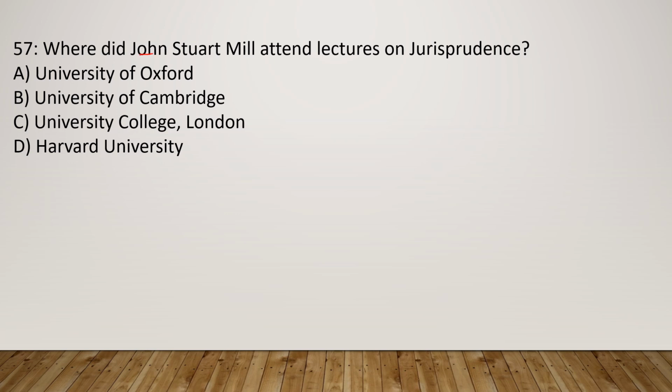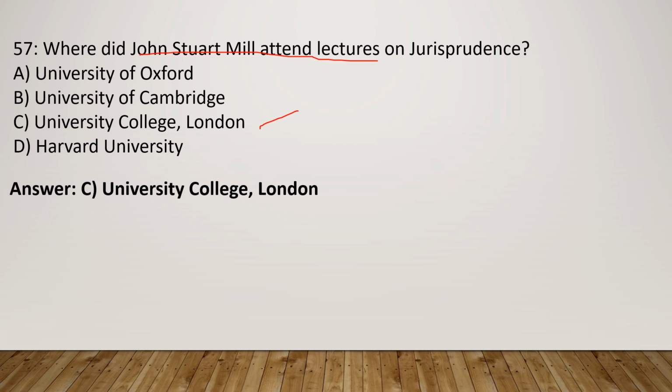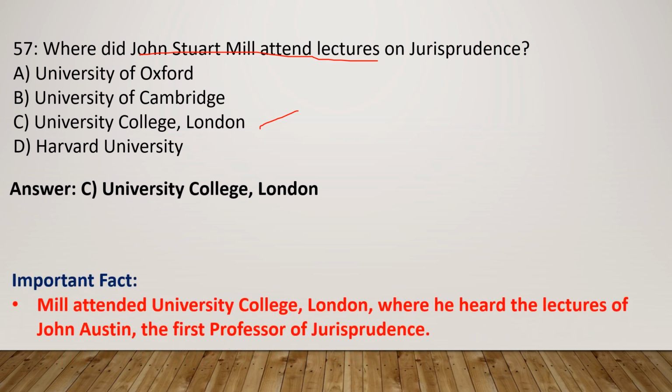Where did John Stuart Mill attend lectures on jurisprudence? University College, London. Option C. Mill attended University College London where he heard the lectures of John Austin, the first professor of jurisprudence.